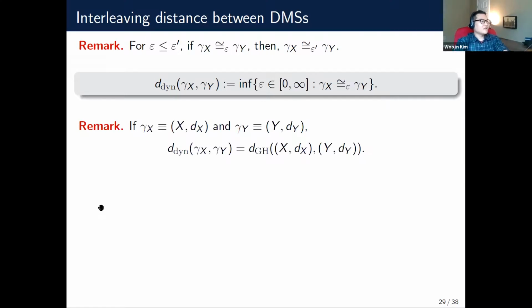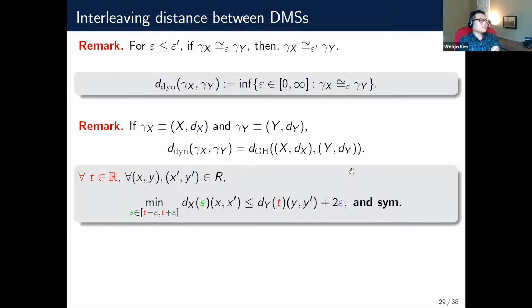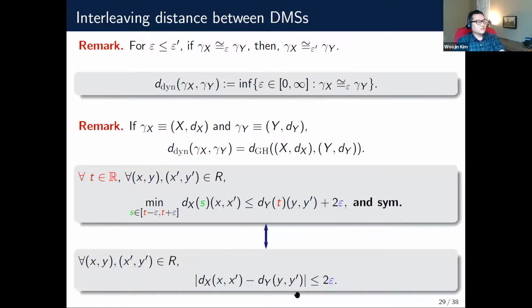Another remark is that whenever gamma x and gamma y are constant dynamic metric spaces at (X, dX) and (Y, dY), then this distance is actually equal to the Gromov-Hausdorff distance between the corresponding static metric spaces. If you are familiar with the Gromov-Hausdorff distance, checking this equality is not difficult. Remember that this was the condition we had for gamma x and gamma y being epsilon-interleaved. Now, if they are constant, like static metric spaces, we can neglect all these time-relevant terms and reduce this condition to a simpler condition without any time parameters. And this condition is exactly what we need to claim that the static metric spaces have Gromov-Hausdorff distance less than or equal to delta.